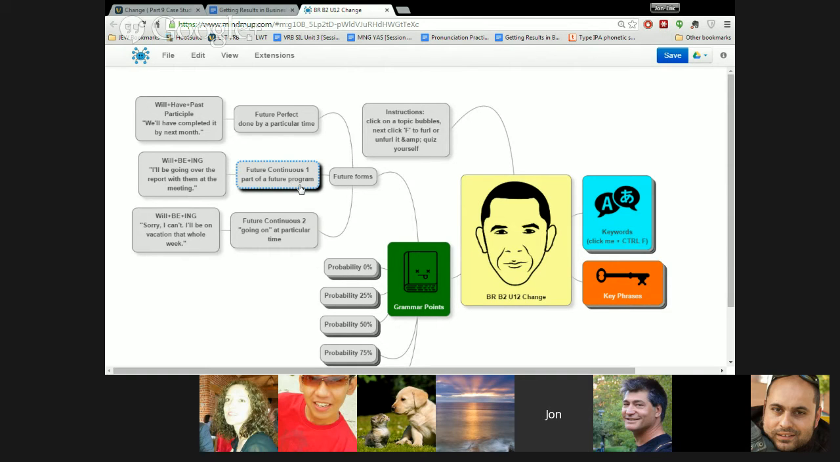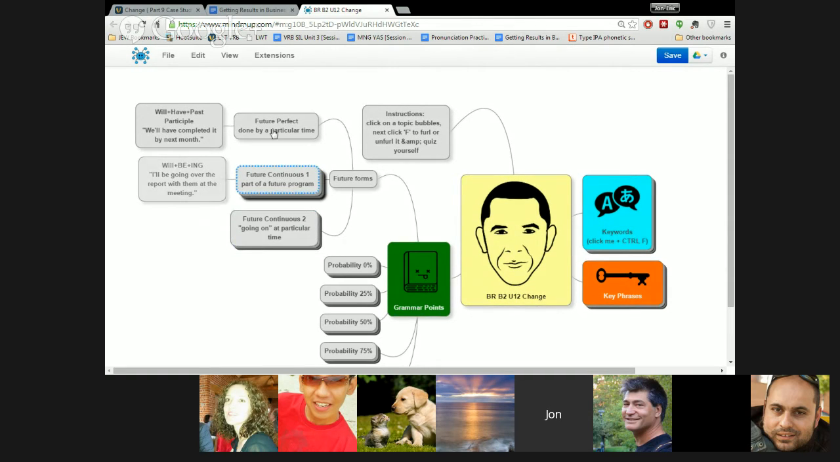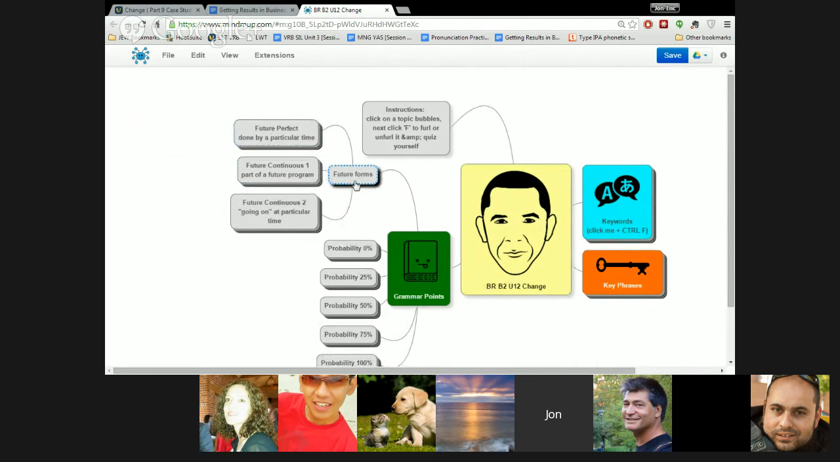Future continuous 1 could be replaced with will. You could use the future simple. It means about the same thing. But it sounds much more natural if you use the future continuous. Future continuous 2, you really have to use the continuous form because you're stressing this period of time when the action will be happening, not complete. Okay? So that is a quick review of the verb tenses. Let's close it up.